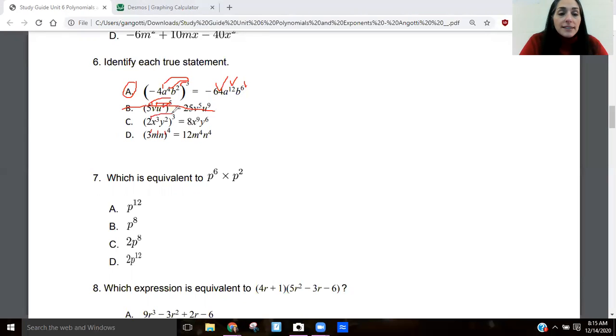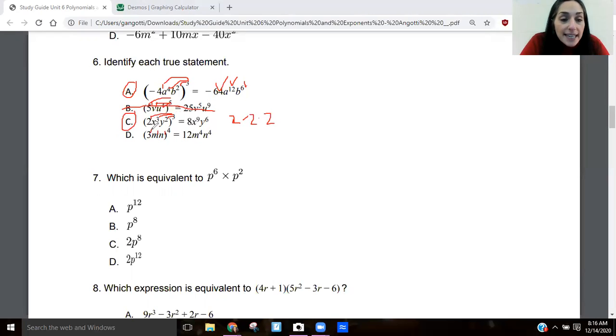C, let's see, 2 to the 3rd, 3 times 3 is 9, 2 times 3 is 6. So we just have to check the 2 to the 3rd. 2 to the 3rd is 2 times 2 times 2. It is not 6. 2 times 2 is 4, 4 times 2 is 8. So actually C is A-okay.